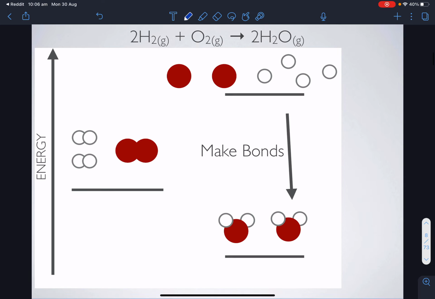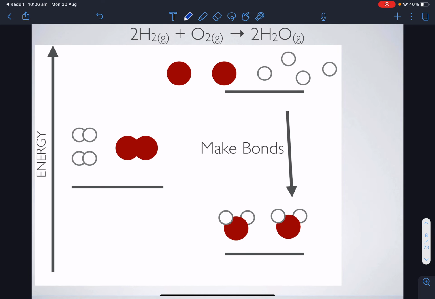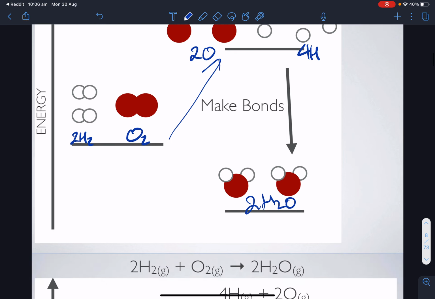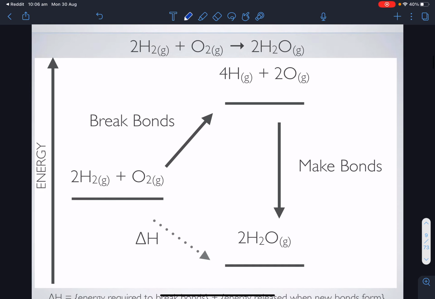Okay, and the next stage is we're going to make bonds. Making bonds releases energy, so we're going negative on our energy scale. And in this case, we're going negative even more to where we started, because we can look at the enthalpy of the reaction, but we'll get there soon. And we're forming 2H2O, okay? So we had two O's. We've got two O's up here and four H's, and we started as two H2s and an O2, okay? So we've gone up, we had to put energy in to pull them apart, and then we've got energy released down to water.